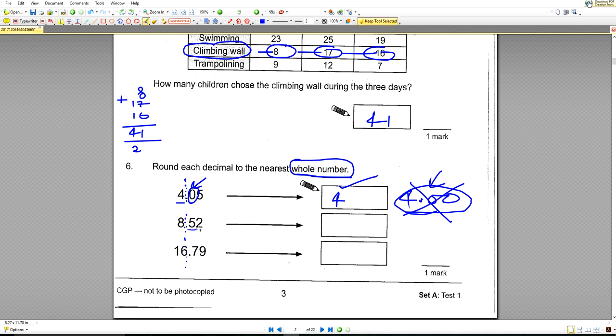So 8.52, look at this 5 as a decider. So you'll stop at the whole number. Because it's 5, you have to add 1 to the 8, it becomes 9. 16.79, so this decimal point, you've got to look at this next number as the decider. What's it telling you to do? If it's 5 or more, add 1 to the 16, so the 16 becomes 17. Then we have finished those questions. Let's move on to the next page.